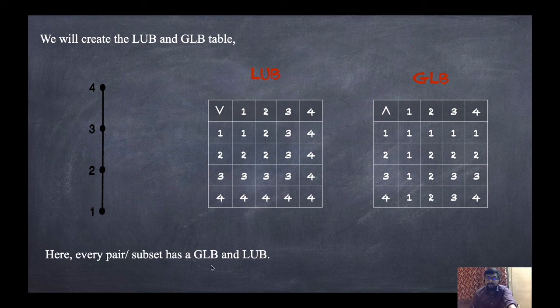So every pair or subset has GLB and LUB. So at least we can say that it is a lattice. So it is a lattice. Now we will check whether it is complemented or distributive or not.